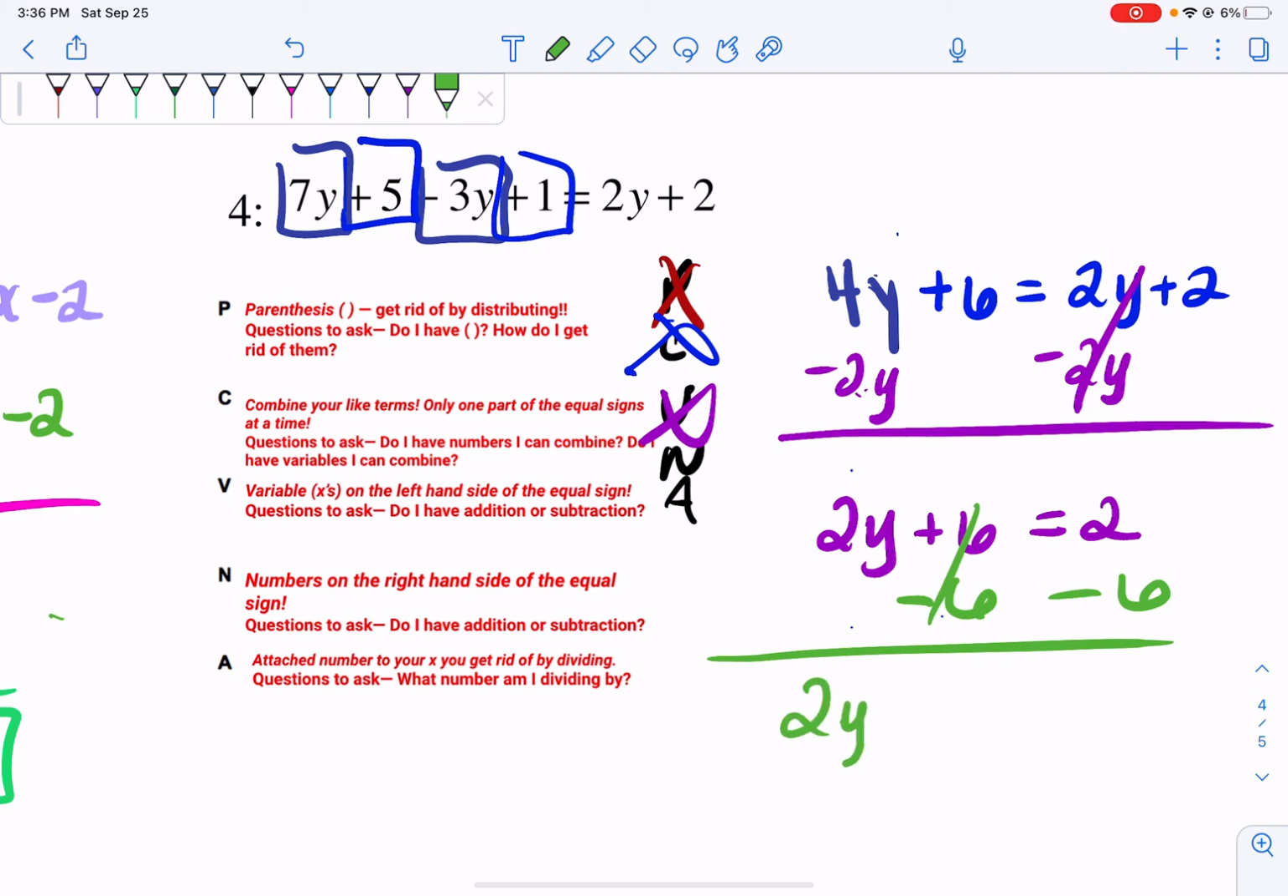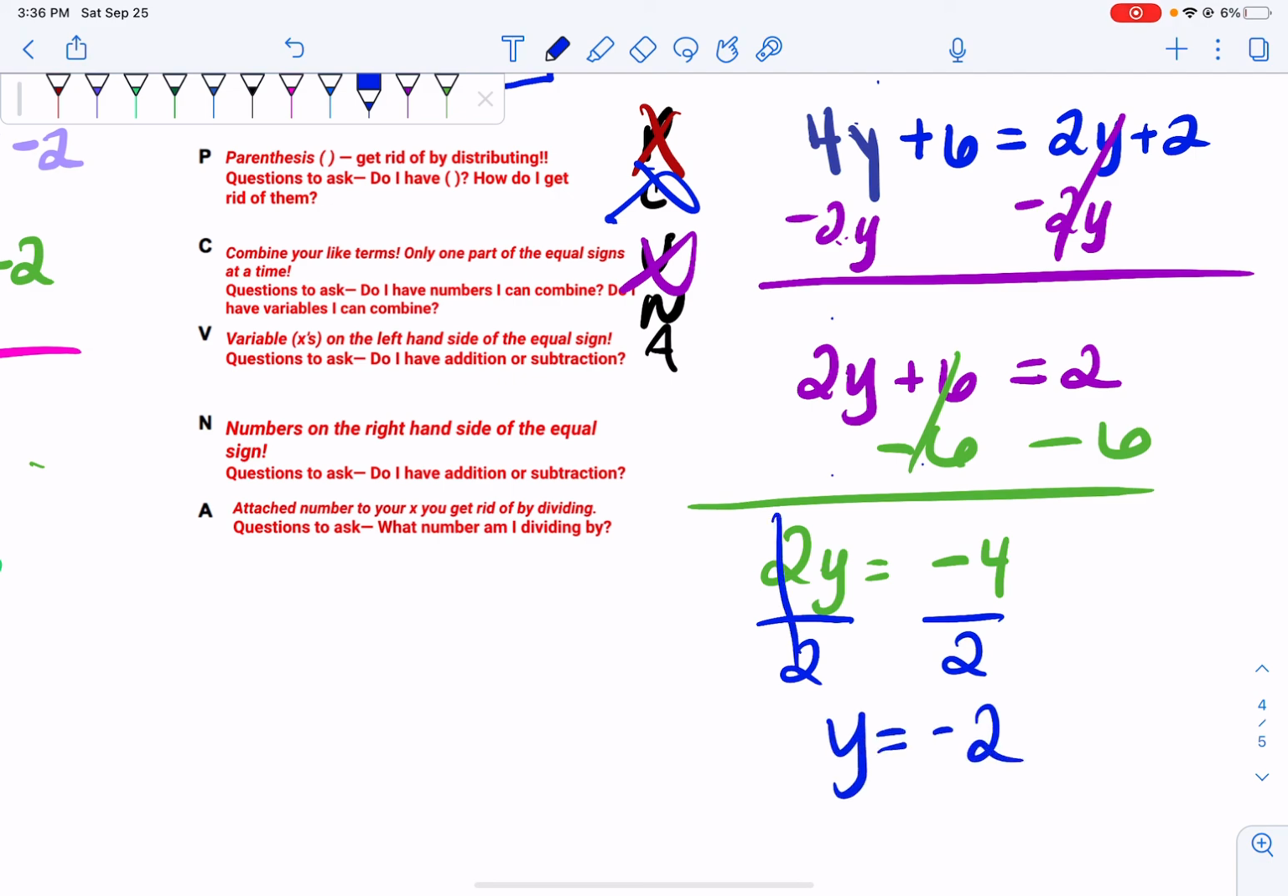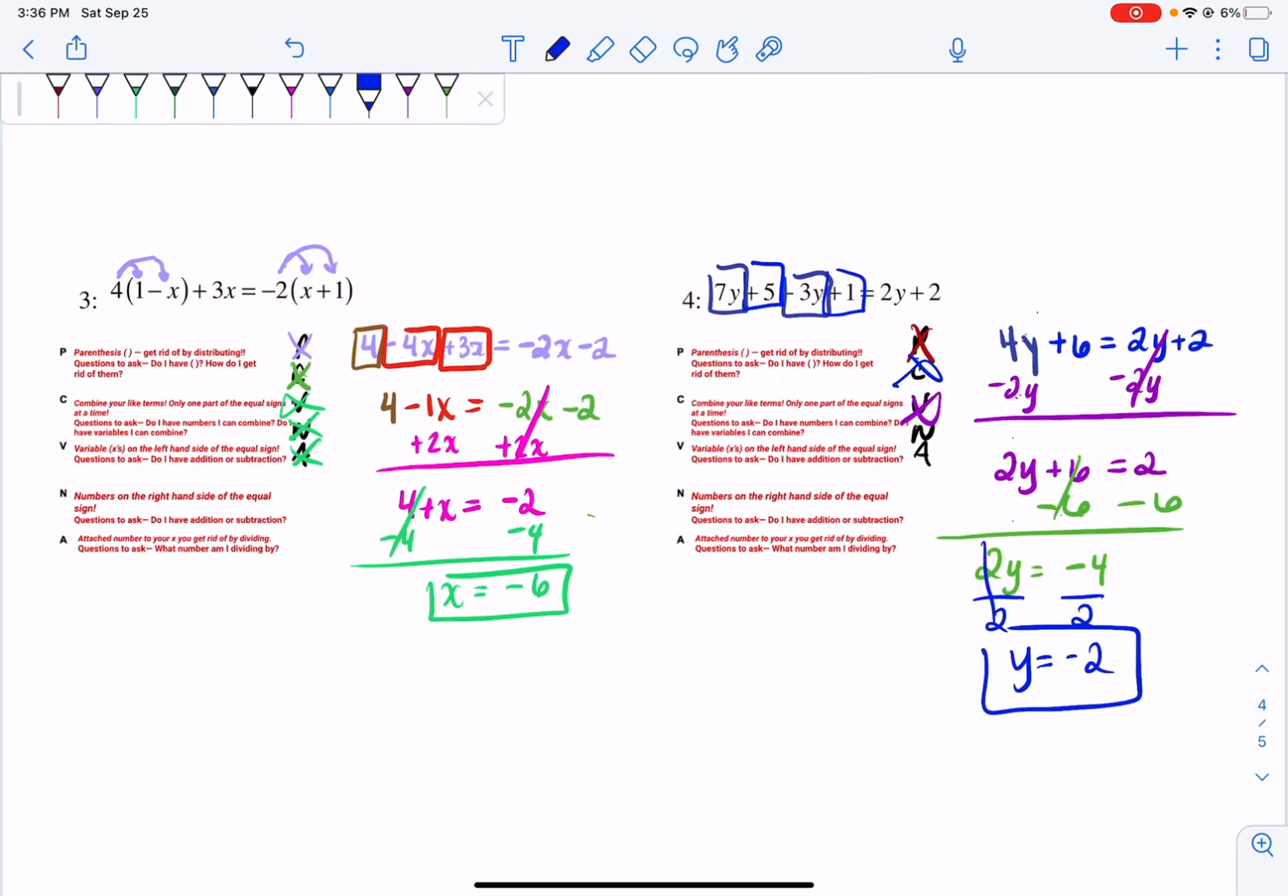And I get 2y equals 2 minus 6, which is negative 4. And then I simply divide both sides of my equation by 2. When I divide by 2, I get y equals negative 2. And that's my final answer.